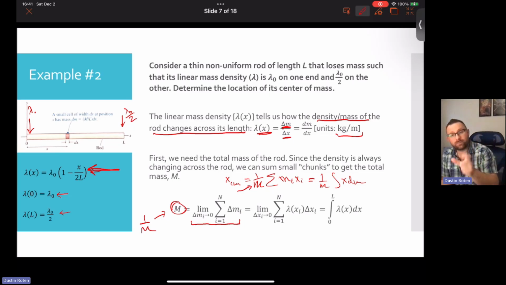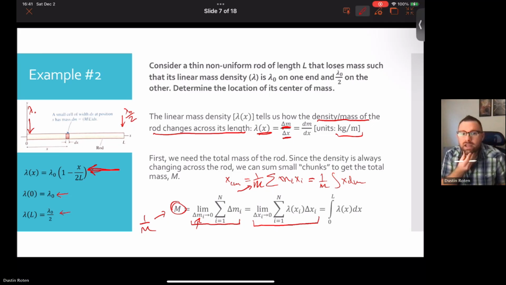So we're going to add up all these little pieces, okay? It's a continuous object. So we're going to make these delta m's smaller, right? So instead of a delta m, we're going to try and convert it to a dm. But here's the thing. The mass changes as we move. So what I want to do is rewrite my delta m.